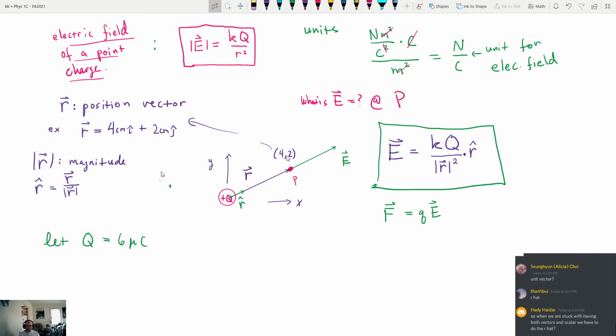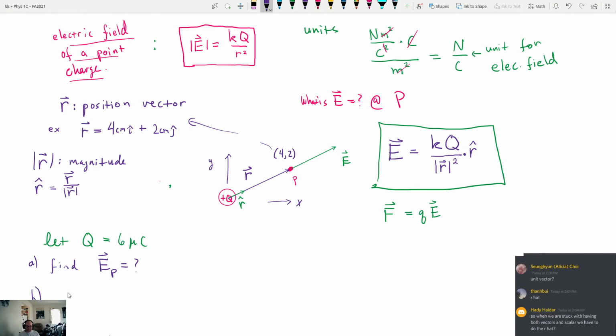And at the location 4, 2, where it's 4 centimeters and 2 centimeters, we have a point P. We're gonna say let Q be equal to 6 microcoulombs, and then we're going to find the electric field at point P. When I write it like that, I mean the electric field at P. Is that enough information? It is. That's what we're gonna do first.